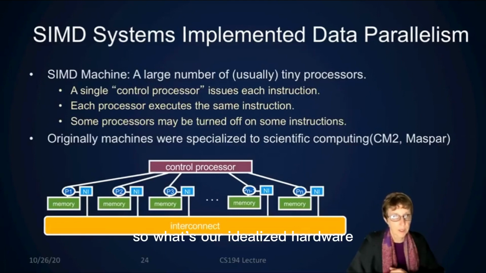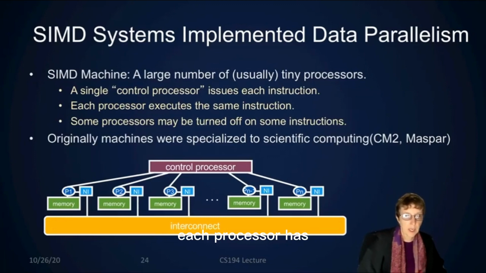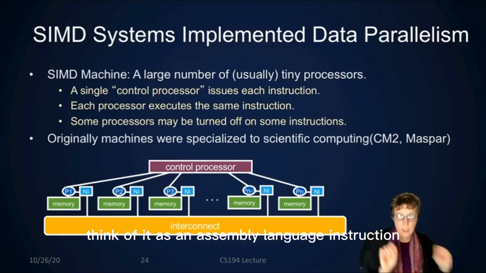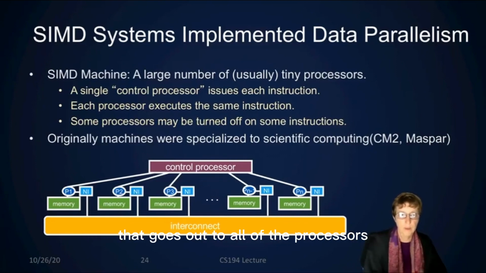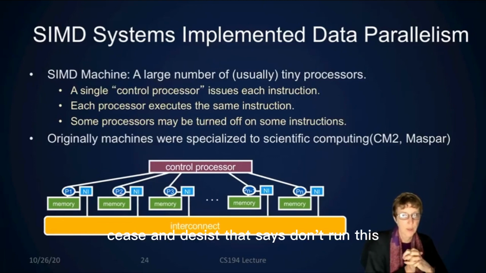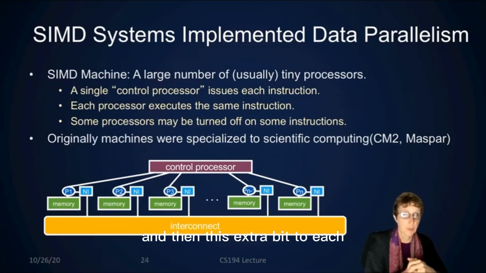Okay, so what's our idealized hardware? Well, it's what I said before. Each processor can talk to the others through some kind of a network, but there's a control processor, and the control processor basically broadcasts, think of it as an assembly language instruction that goes out to all of the processors and they all execute it together. There's also the ability to mask them, so the control processor can send out a sort of cease and desist that says, don't run this, but it sends one instruction out to every processor, and then this extra bit to each individual processor that says, execute this instruction or not.